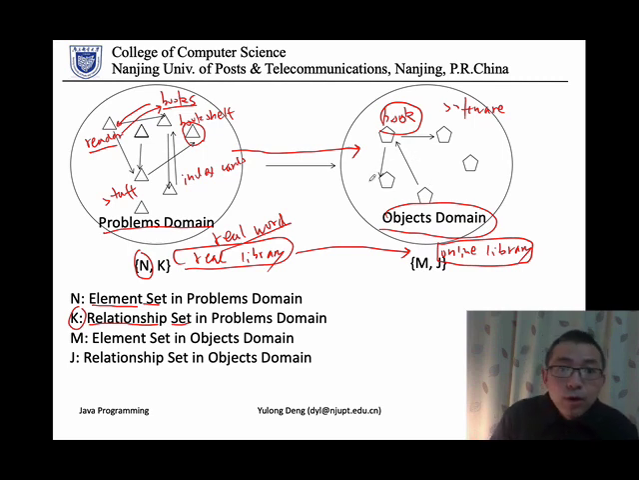For example, we have a reader. The reader and the book will borrow and return. This relationship still exists in our software, in our online library. So it's important. But we must have some kind of method to describe this relationship. Okay. Here we get the objects domain, in which M stands for the element set in the objects domain, and J describes the relationship set in our objects domain.